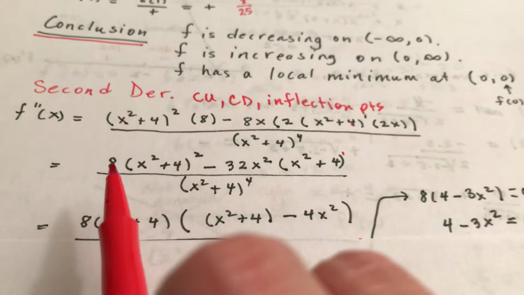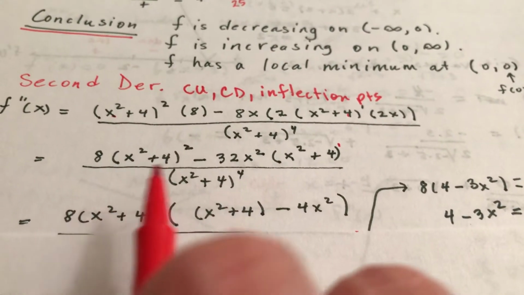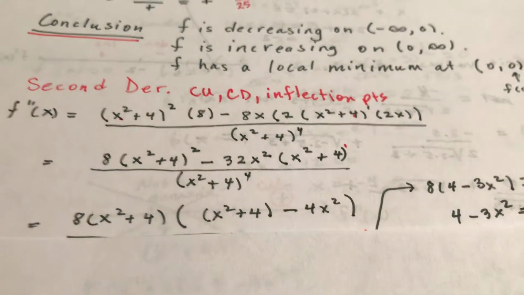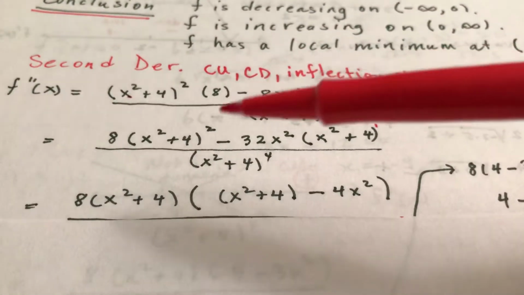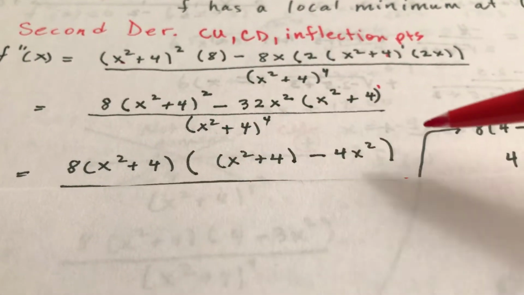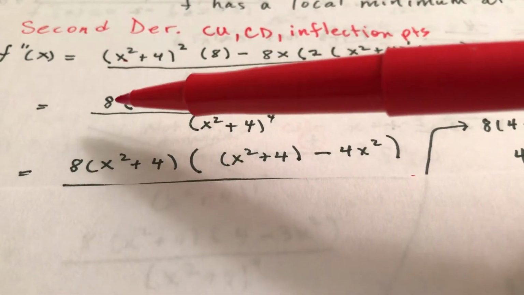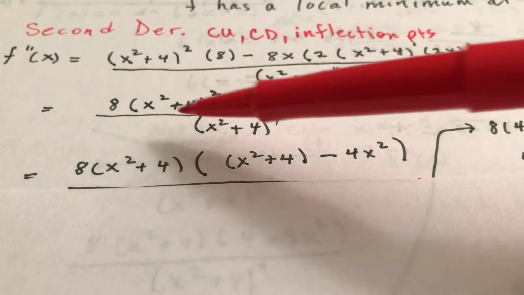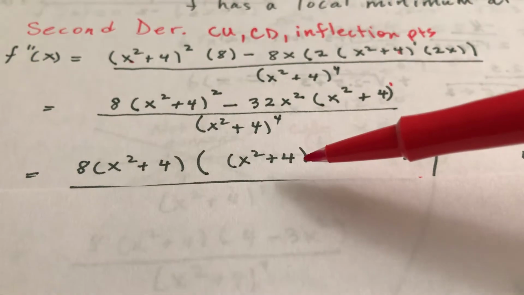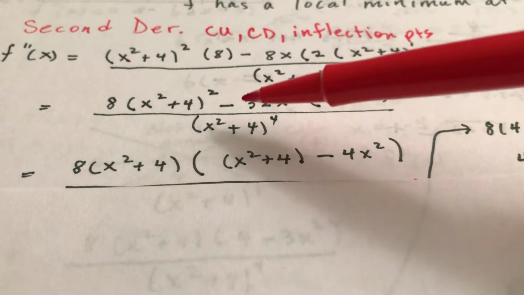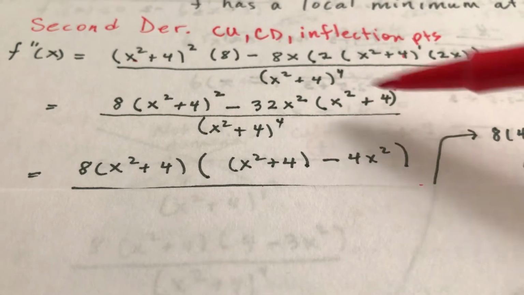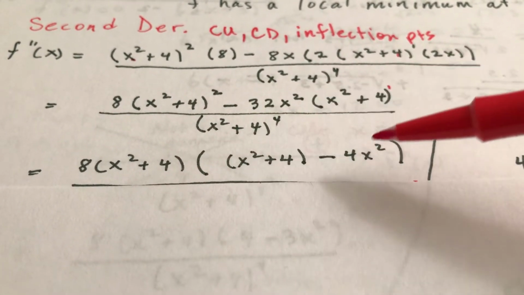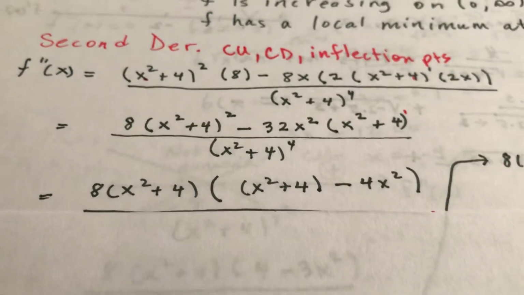So look what I've done. I've factored out an 8 out of both terms. I've factored out one of these x squared plus 4s. And now I've got a parenthesis, so if I pull an 8 off, and one of these, I'm left with x squared plus 4. Then minus, I took 8 off there, so I have a 4 here. And I took this entire x squared plus 4 out in front. And now I have a 4x squared. All right, so think about that.